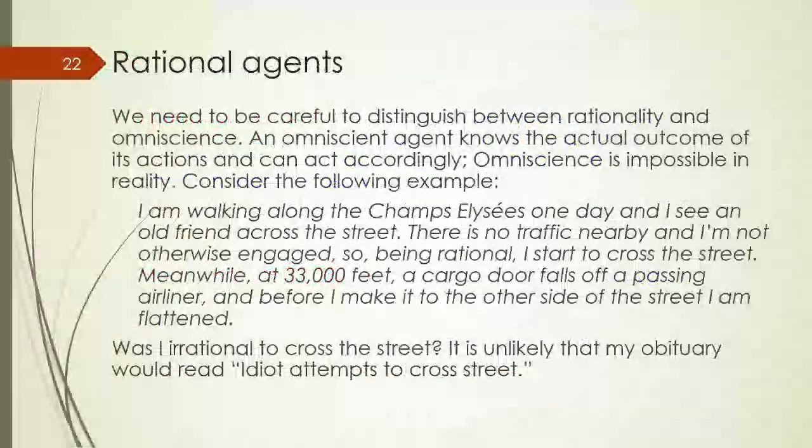We need to be careful to distinguish between rationality and omniscience. An omniscient agent knows the actual outcome of its action and can act accordingly. Omniscience is impossible in reality. It's kind of a God-type power, okay? It has a top vision of everything, understands everything. No, our agent is in the environment. Its understanding is based on perception of the environment, okay?